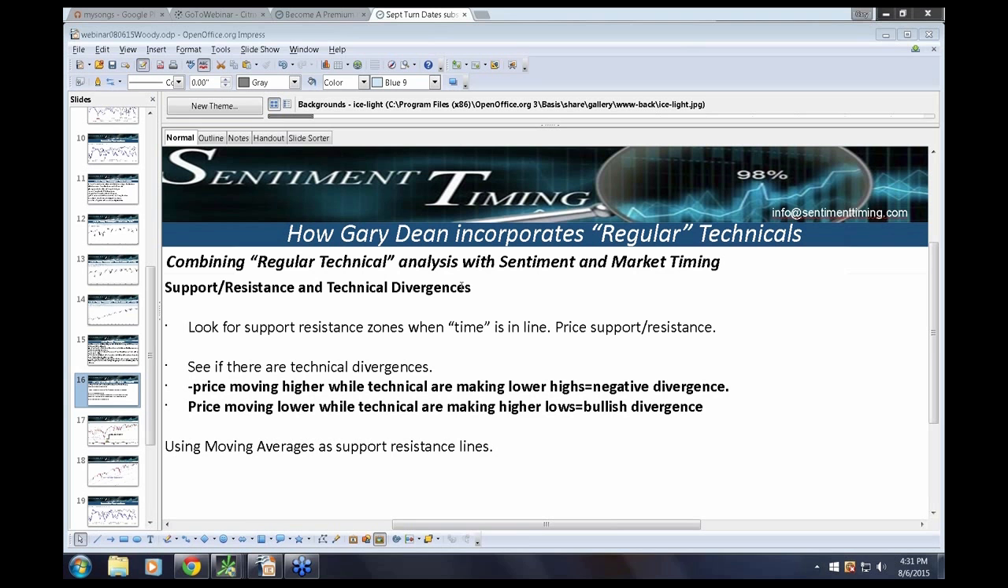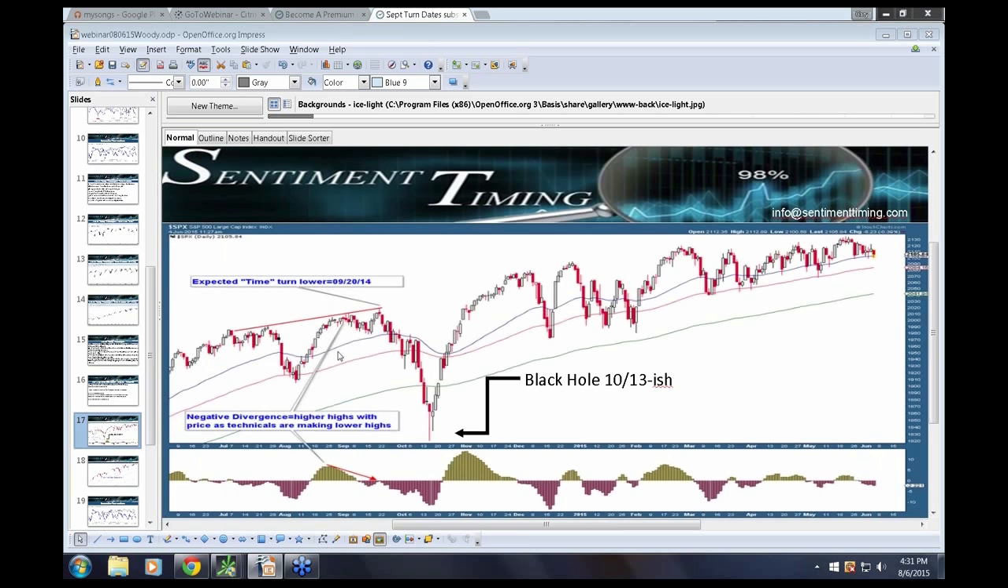So from there, the only thing I need to do is watch sentiment. What is that doing, which we provide. Once that's lined up, we start going into our regular technical analysis. We start looking for support, resistance, and technical divergences, and it's able to pinpoint where things should turn.